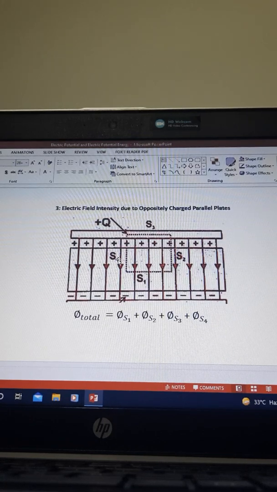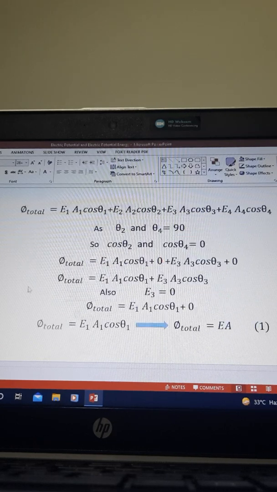S2 and S4 are actually perpendicular to the electric field lines. So theta 2 and theta 4 is equal to 90 degrees, so cos theta 2 and cos theta 4 will go to 0. If these two terms are 0, the total flux will be like this. This equation is modified in this way. I have put the second and the fourth term as 0, so I am remaining with the terms only E1 A1 cos theta 1 and E3 A3 cos theta 3.